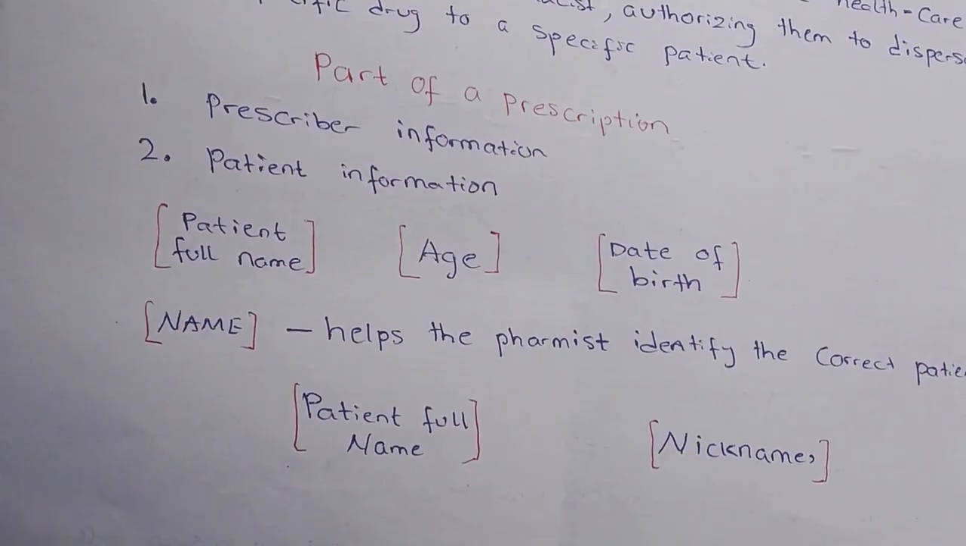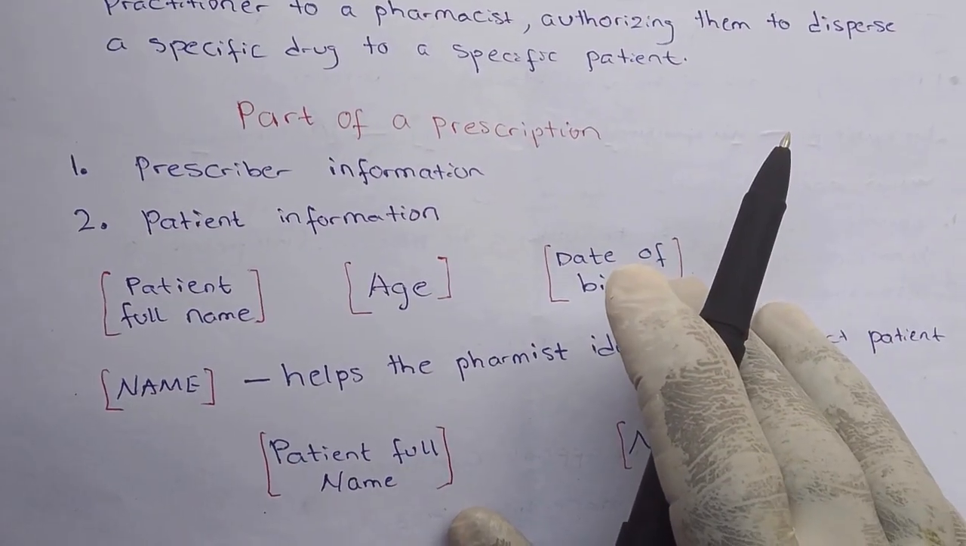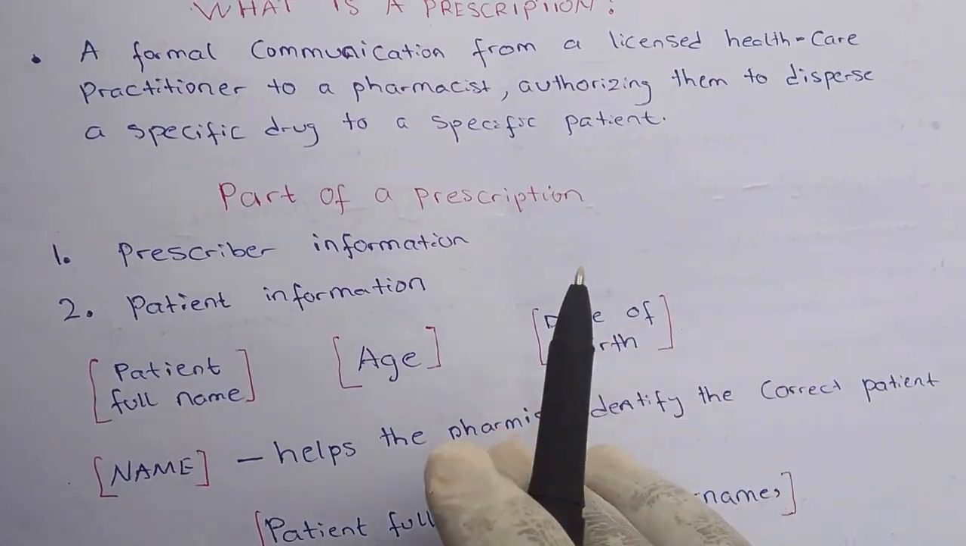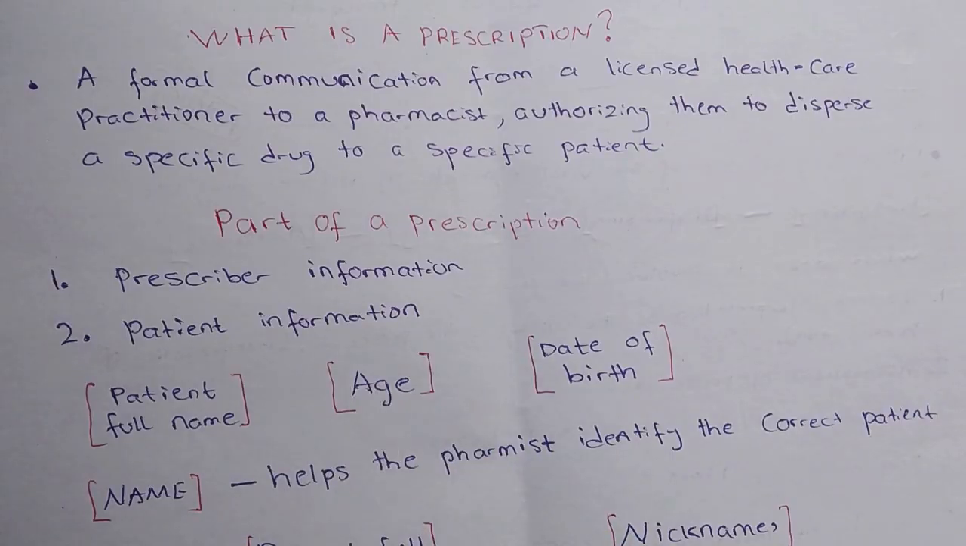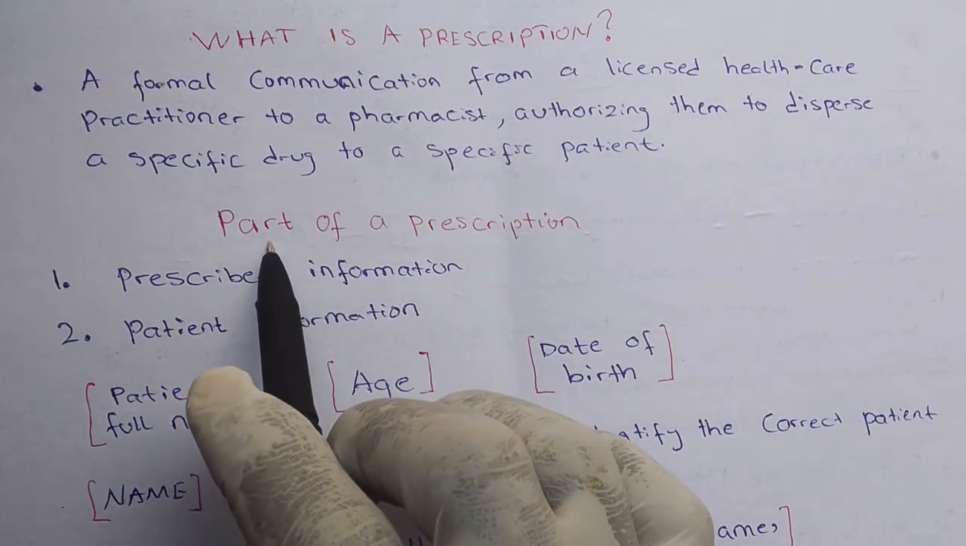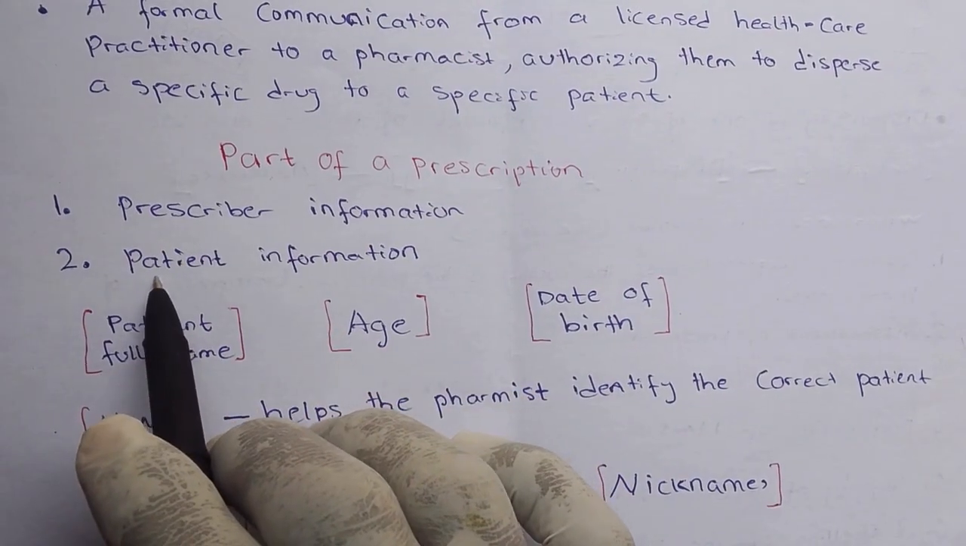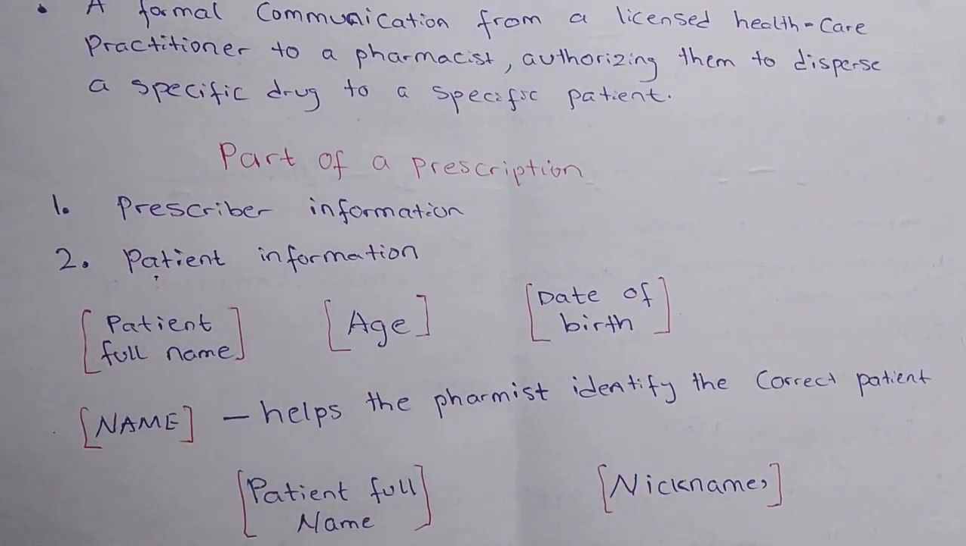Upon receiving a prescription, the pharmacist should confirm the name of the patient. This is particularly important when dealing with a large crowd of people to avoid prescription mix-up. Cross-checking the name and identity of the patient must also be done when issuing the medicines. Part of a prescription is 1. Prescriber information. 2. Patient's information.